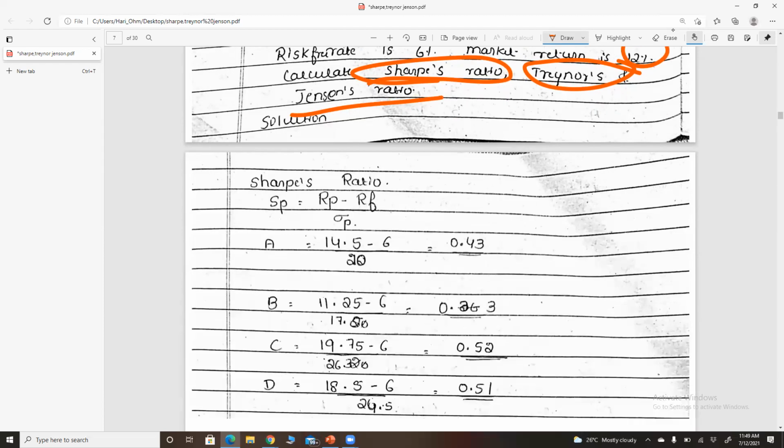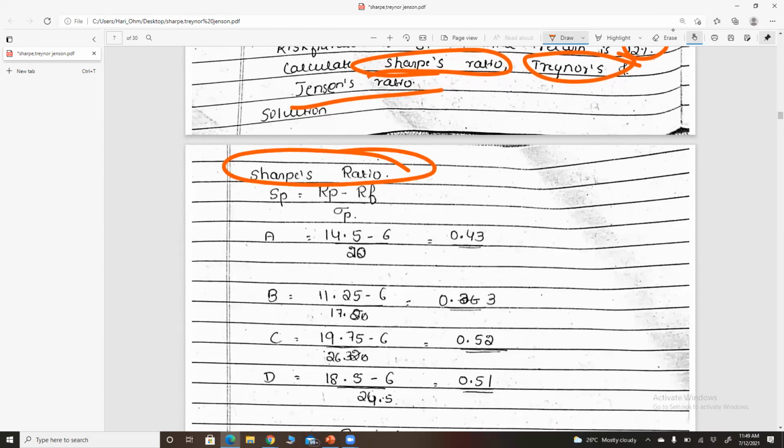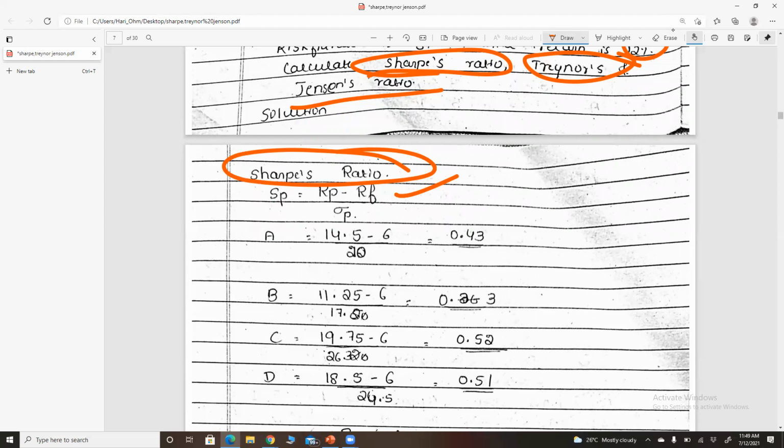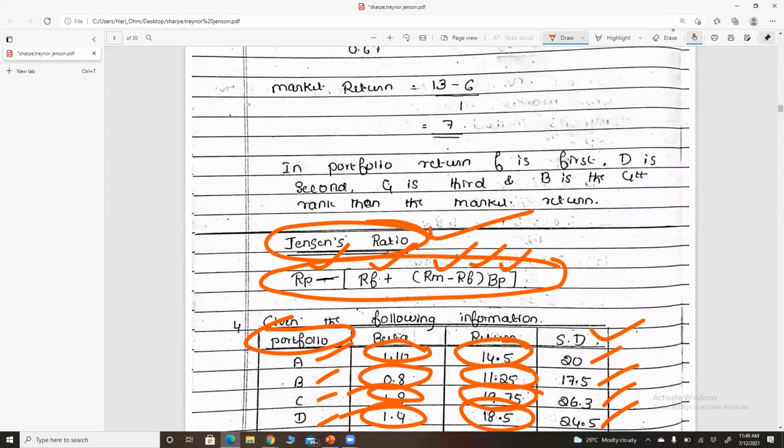Here, Sharpe ratio you can directly calculate. We have calculated three problems in a similar way. The formula is Rp minus Rf divided by standard deviation P. See here, Rp minus Rf.